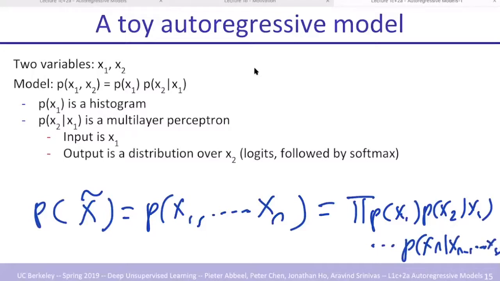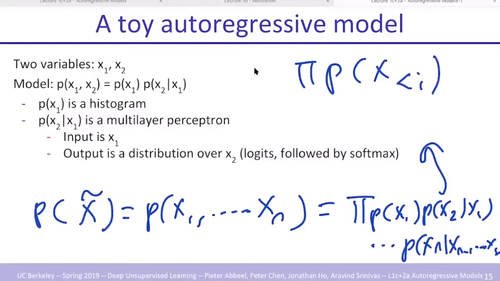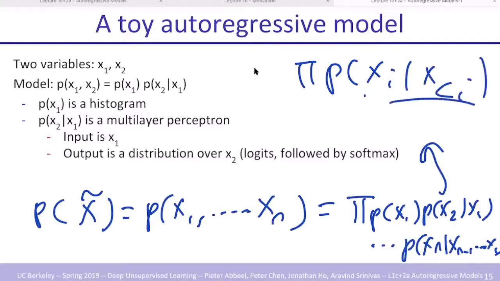Another notation that people might often write is that they rewrite it more conveniently as the following, with P of xi given x smaller than i. This is just notational brevity, a short form of the whole thing, since you don't want to write xn minus 1, xn minus 2, all the way to x1. So people summarize it using smaller than i. That's just notational brevity, but basically the same thing.